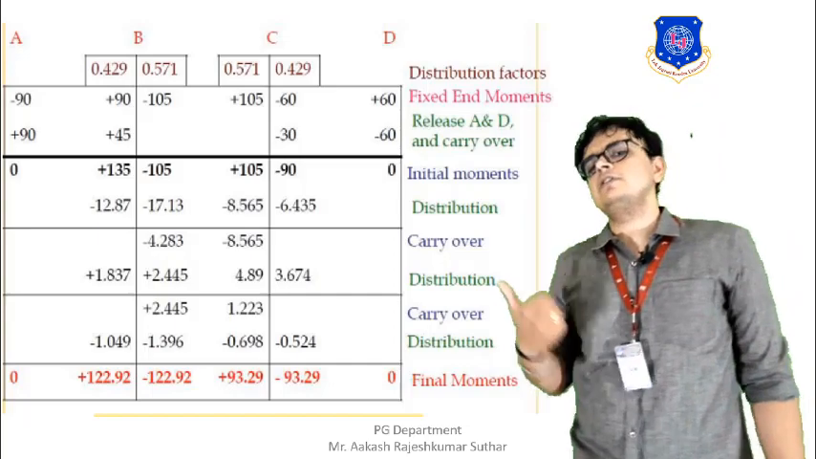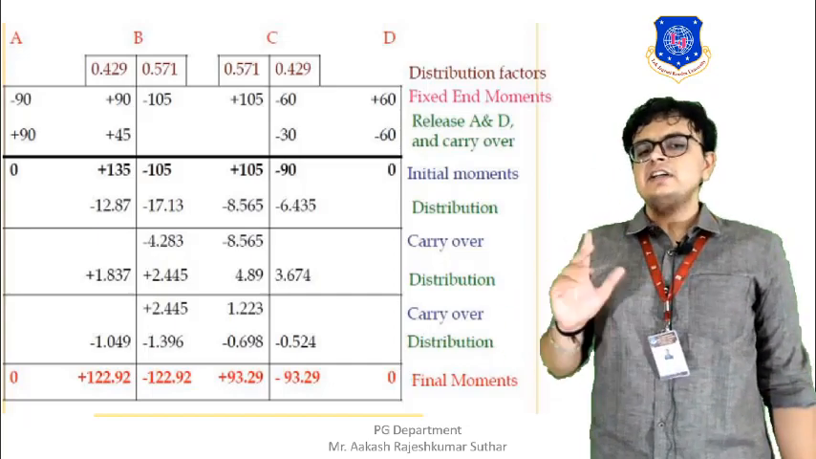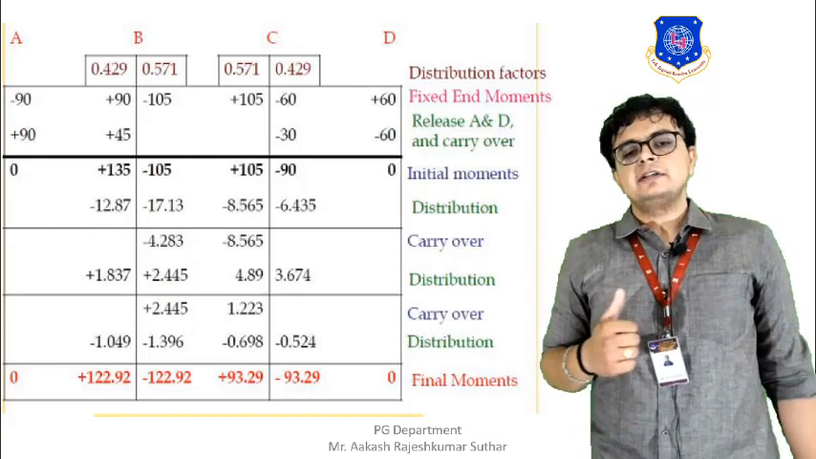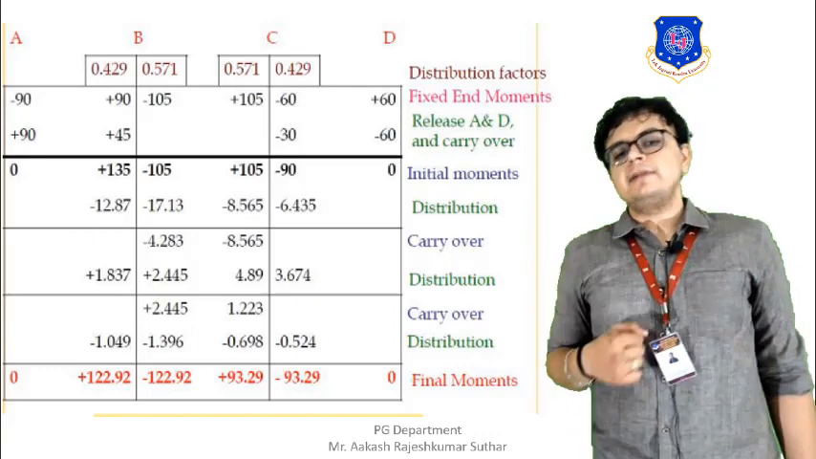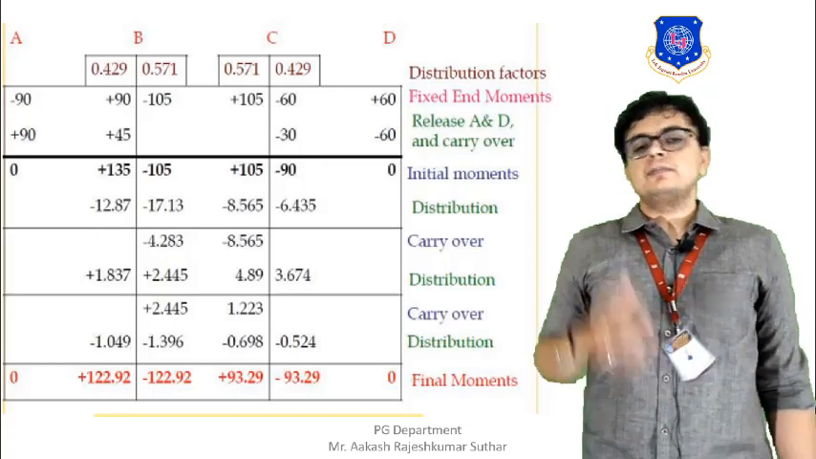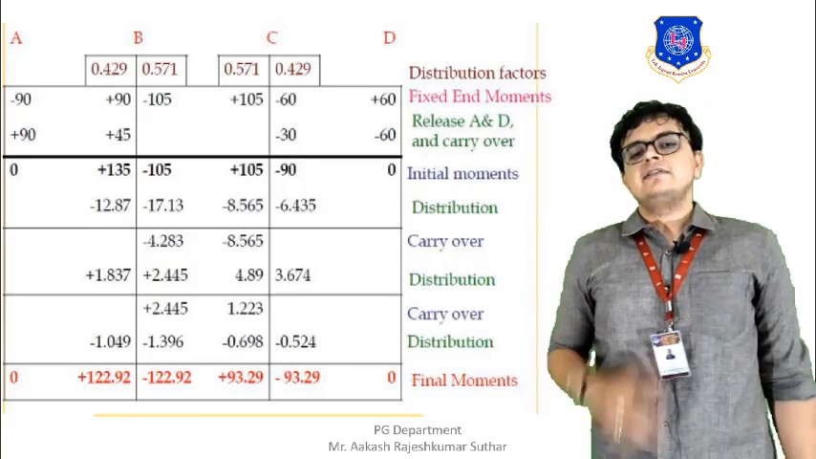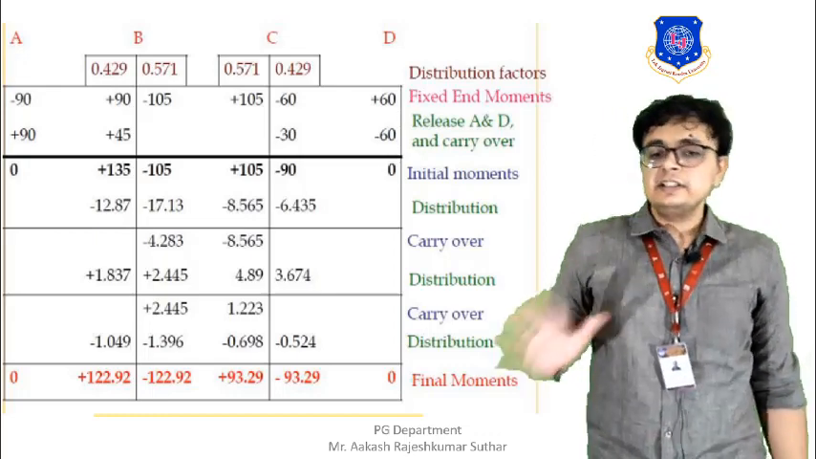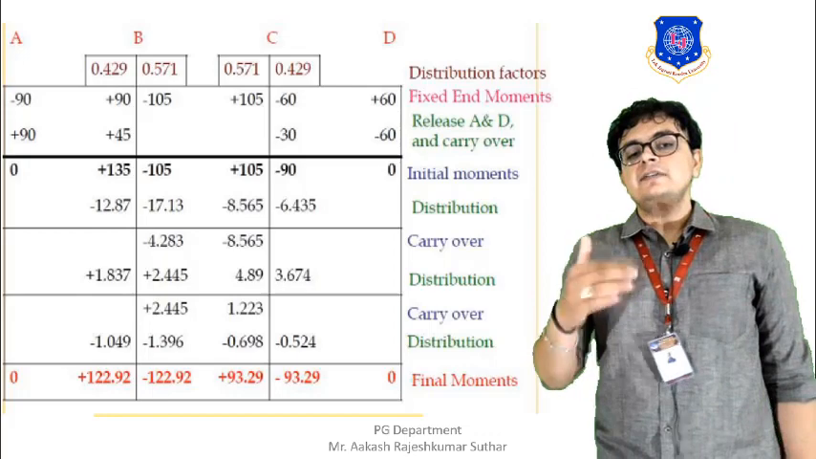Similarly for the CD joint, the difference that we are getting is 50, and we have to multiply it with 0.429. So the distributed moment that we are getting is 6.434, but when actually putting it, we have minus 6.435. So these are all the distributed moments that we have got.